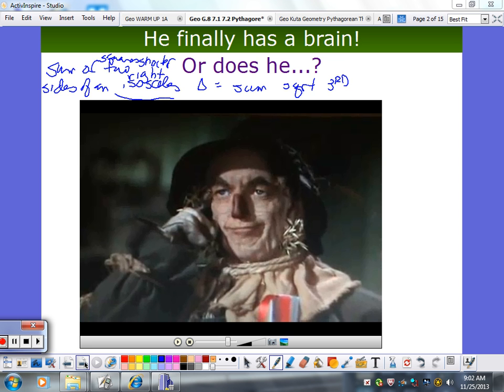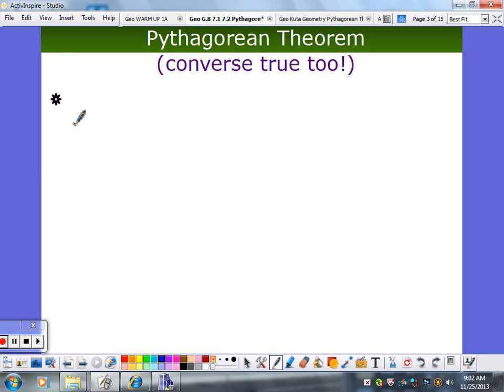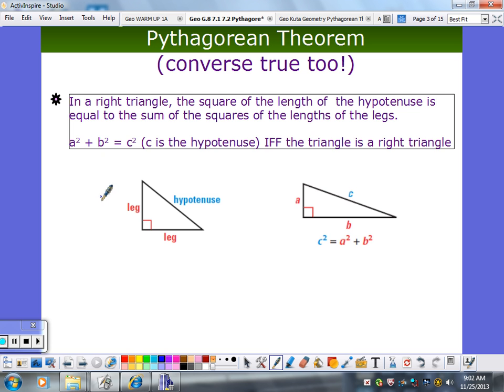What is the Pythagorean theorem? The Pythagorean theorem states, in a right triangle, the square of the length of the hypotenuse is equal to the sum of the squares of the lengths of the legs. A squared plus b squared equals c squared, where c is the hypotenuse, right? If and only if the triangle is a right triangle. So what does if and only if mean?